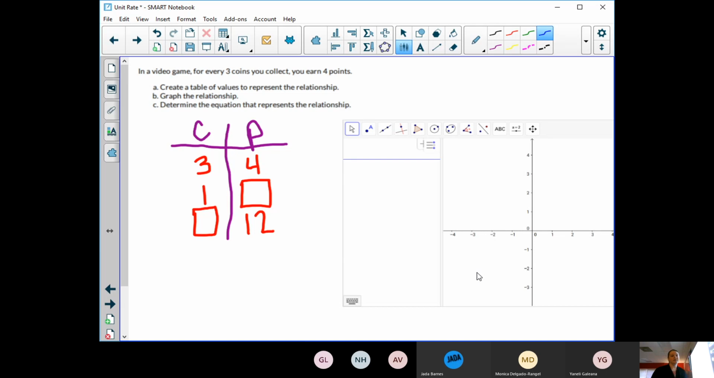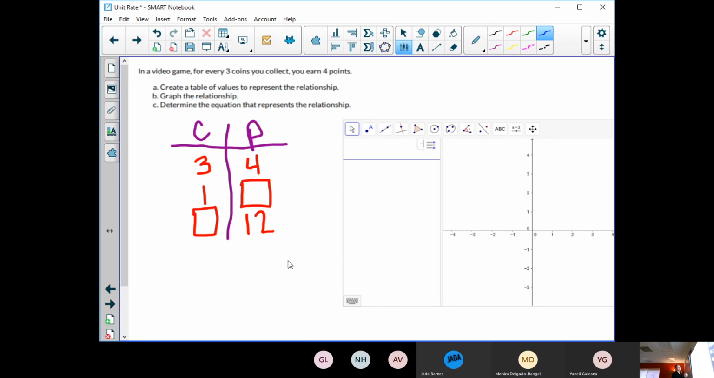All right, so in a video game, for every 3 coins you collect, you earn 4 points. Create a table of values to represent the relationship. We're going to graph it, and we are going to determine the equation. So I have a table over here. 3 coins is 4 points.